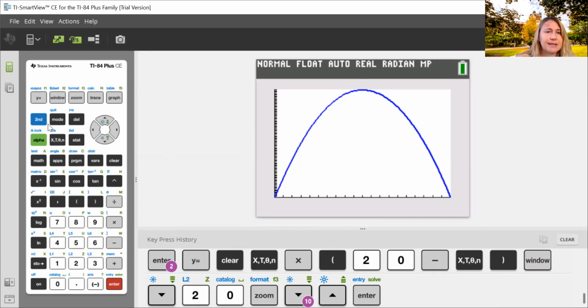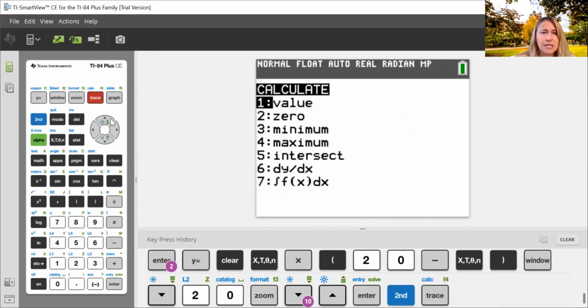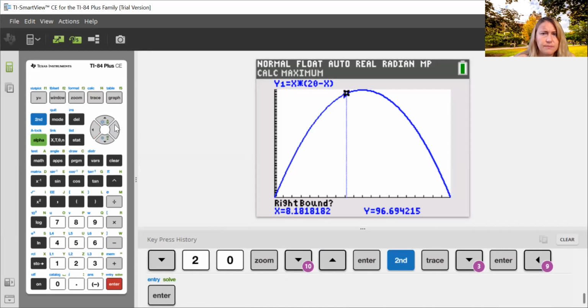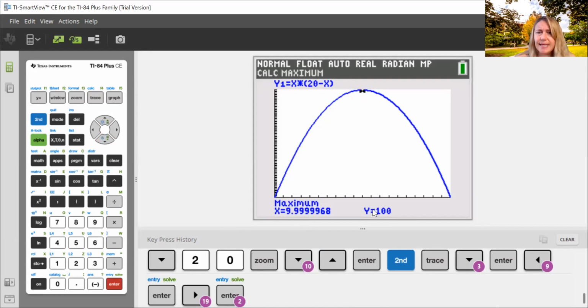So let's actually find the maximum by doing second, calculate, find the max. And enter. And notice this would round off to 10 and the maximum area would be 100. All right, so the 1 or 2 people that had the 10 by 10 rectangle, the perfect square, you actually found the maximum area that I could create with that perimeter.